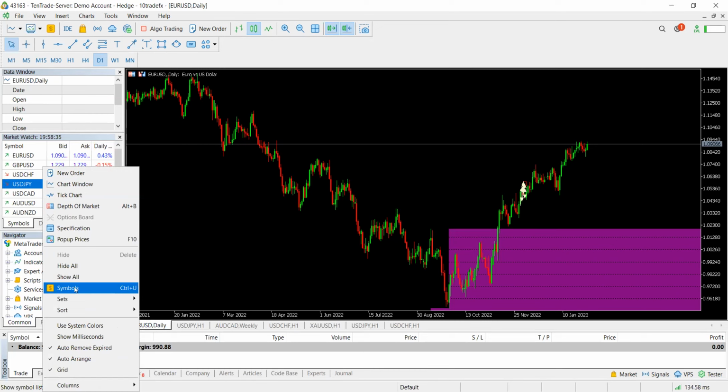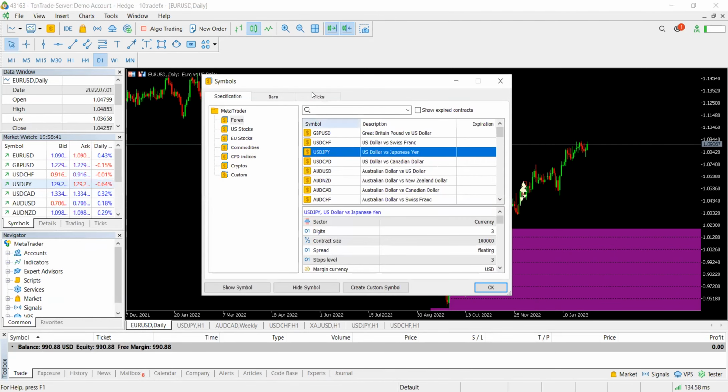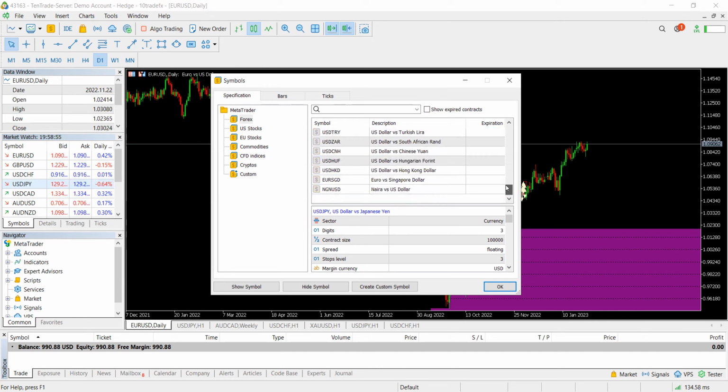When you right click, you want to click on symbols. When you click on symbols, you get another pop-up here. And that pop-up will take you to here where you see all of the currency pairs available to you to trade. Okay, so this is all the currencies that you can trade.